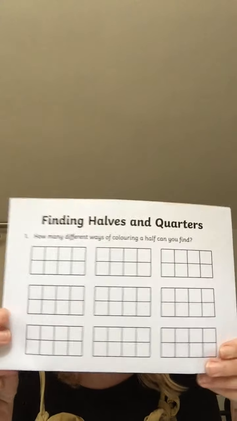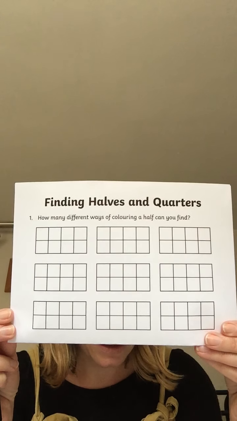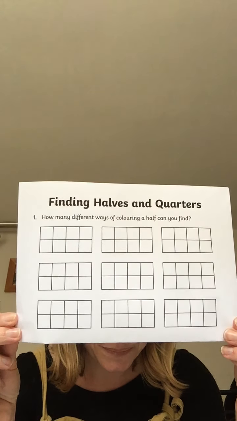I want you to group them in half, which means you need to have 2 groups, and the 2 groups need to be equal. 1, 2, 3, 4, 1, 2, 3, 4. So that's what I'd like you to do. Have a go at this. Let me just hold it up for a minute so you can see it. How many different ways of colouring a half can you find? Have a go at this.